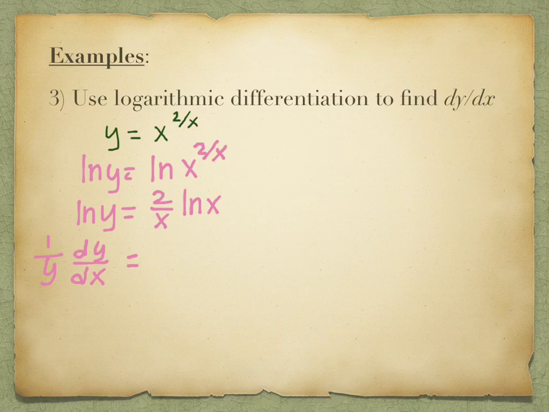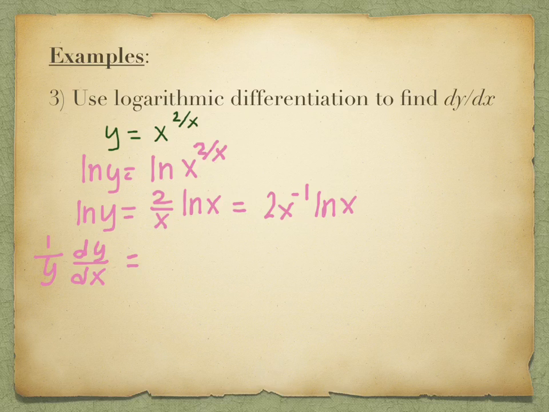You can handle the 2 over x in a couple of ways. If you want to handle it straight as it is, you can handle it as a quotient, 2 and x, to take its derivative. I prefer to rewrite this as 2x to the negative 1, because then it's a power rule. I don't have to have a quotient rule, and I kind of like that a little bit better. All right, so let's do it from this perspective.